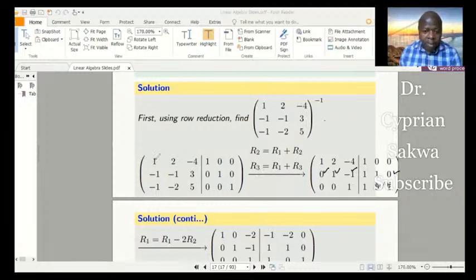Then what about row 3? This plus that will be 0, this plus that will be 0, and this plus that will be 1 positive. This plus that will be 1, this plus that will be 0, this plus that will be 1. So this is 1, 0, 1. Once we've done that, we've achieved the first thing: we have 1 in this position and zeros elsewhere in the column.